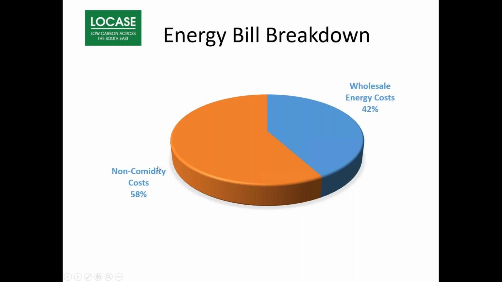The non-commodity cost, which is quite surprisingly the larger element of the price you pay on your bill, is everything else. So it's the collection, the distribution, the movement, all of the mechanisms that get that piece of gas or that piece of electricity to you.